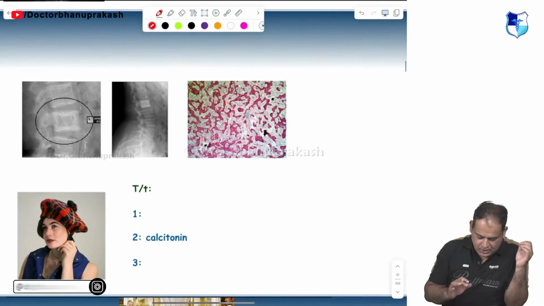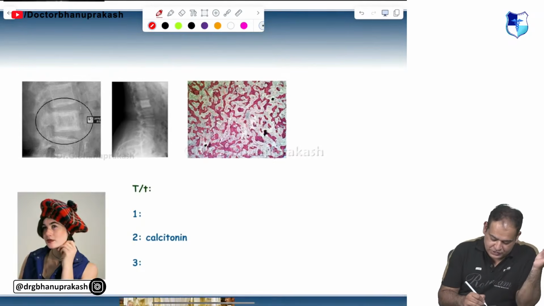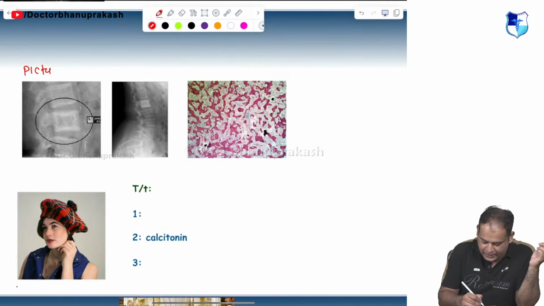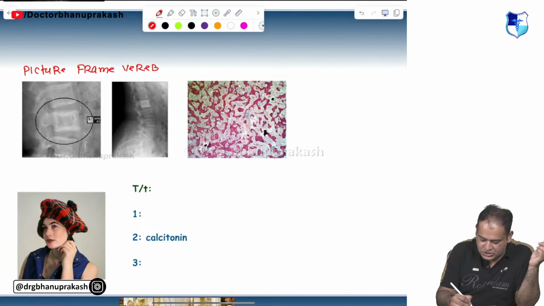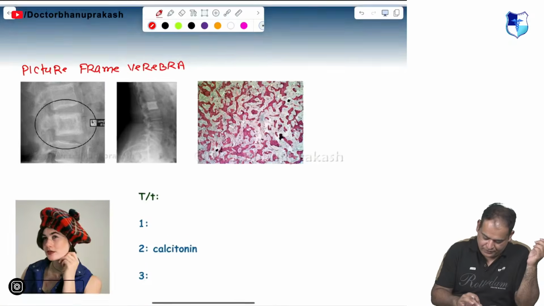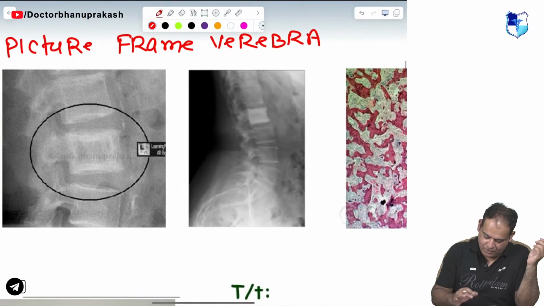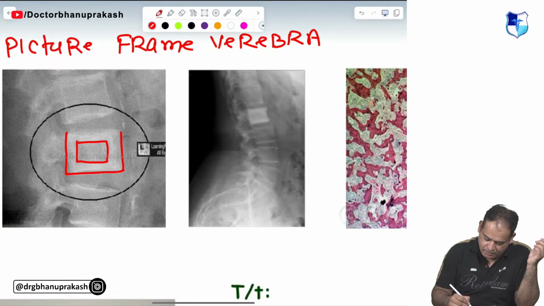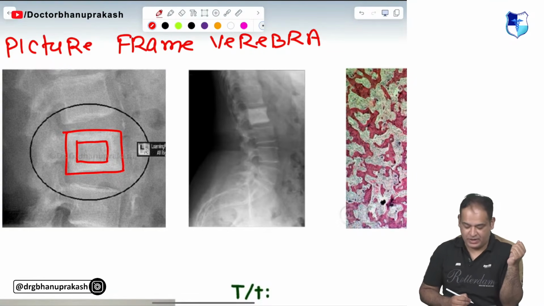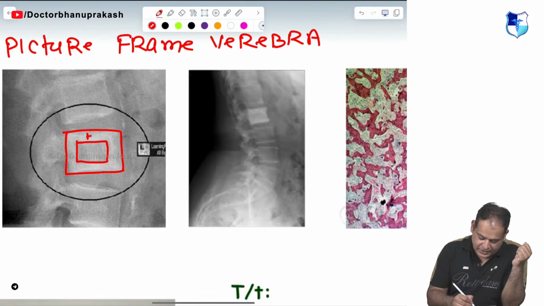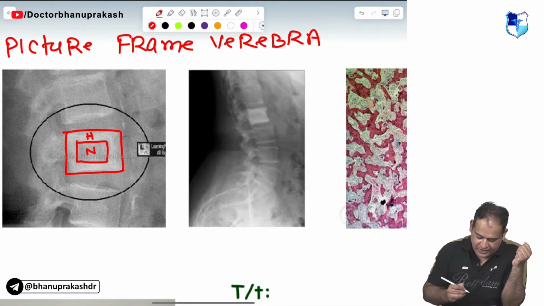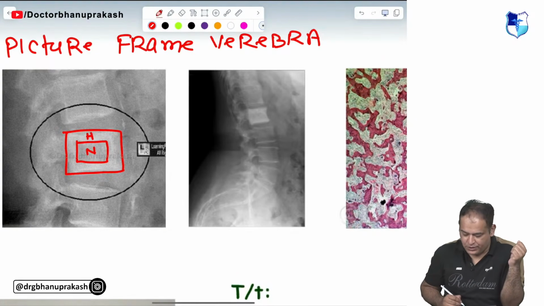Okay. Now, again, the next thing we get to see is called the picture frame vertebra. Like this, picture frame vertebra. So you see here, here the bone density is high, whereas here the bone density is normal.